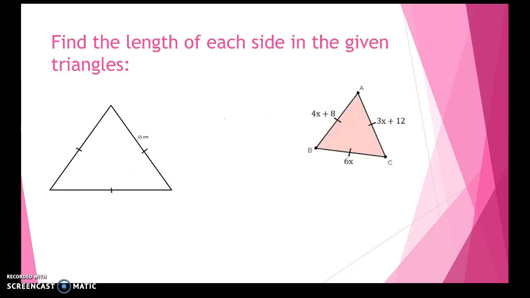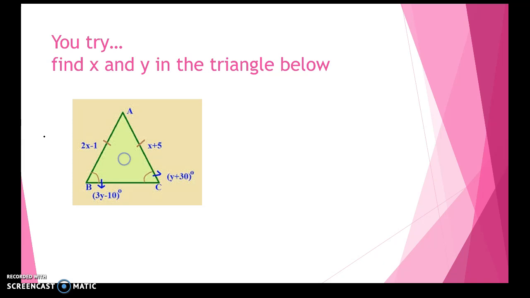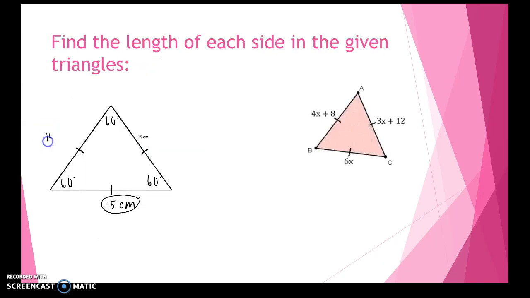Okay, let's use that information. Find the length of each side in the given triangle. So we don't ever have to find the measure of the angles in an equilateral triangle, because I know they're always going to be 60. Okay, the tick marks tell me that the three sides are congruent. So if I know one length is 15 centimeters, the other two lengths would be 15 centimeters as well.